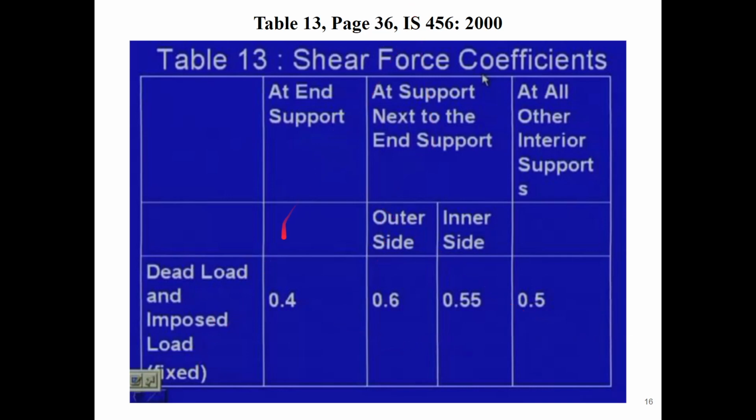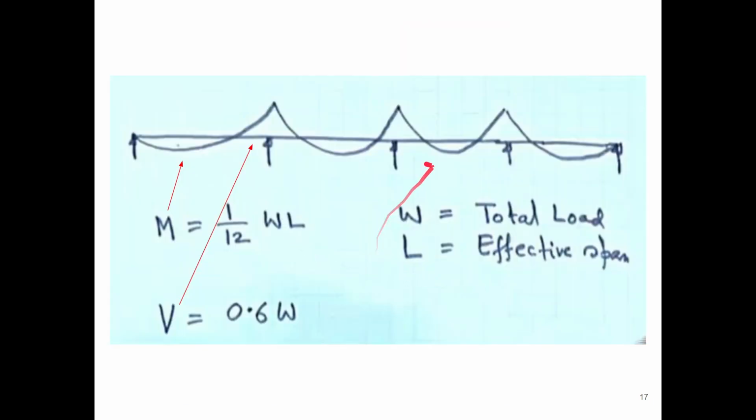At the end support it will be 0.4, and at all other interior supports it will be 0.5. At the support next to the end support, the outer side will be 0.6 and the inner side will be 0.55. So these are the four cases: end supports 0.4, next to the end support outer side 0.6, inner side 0.55, and all other interior supports 0.5. Take this as the case.